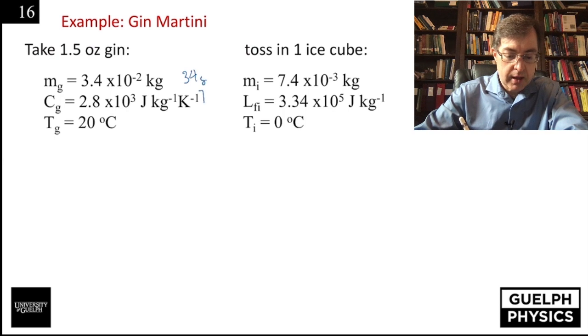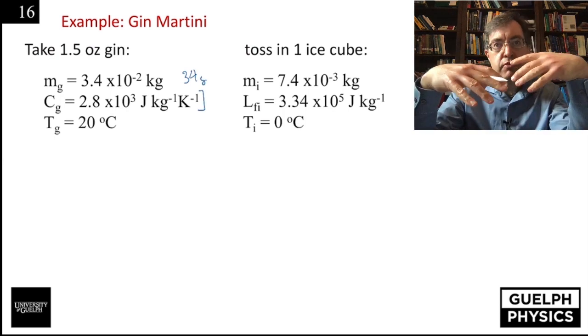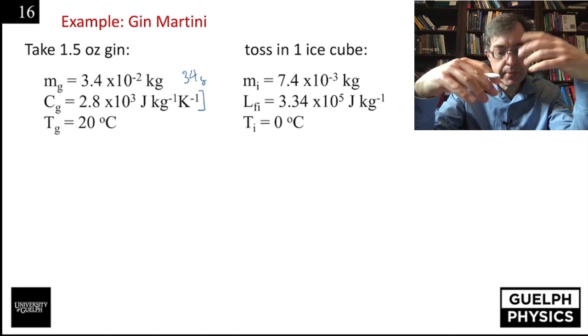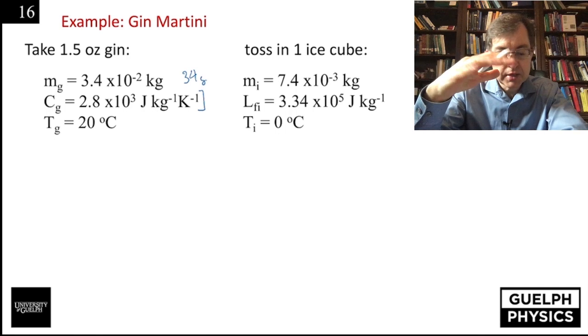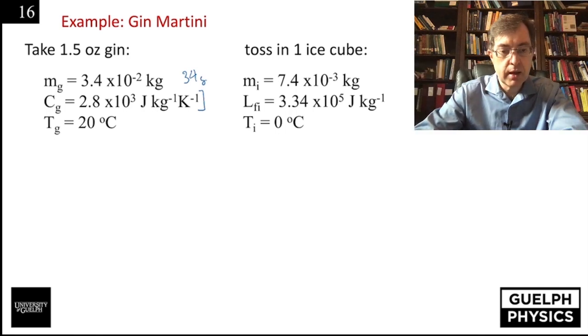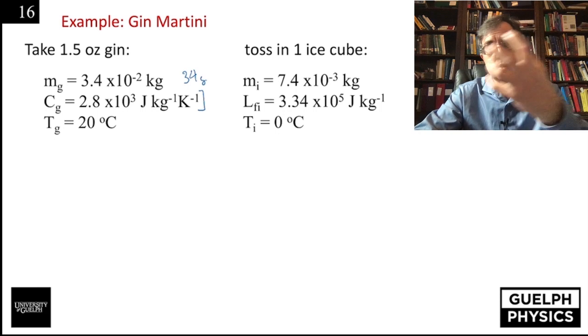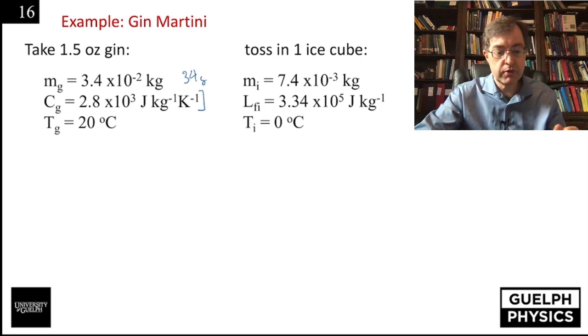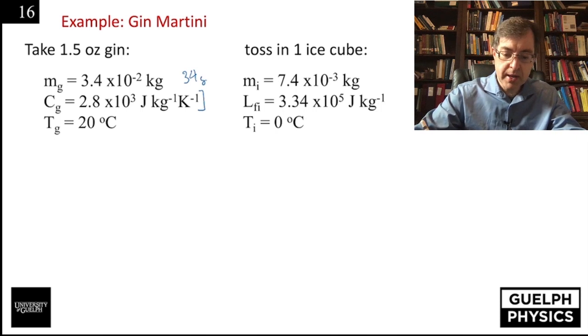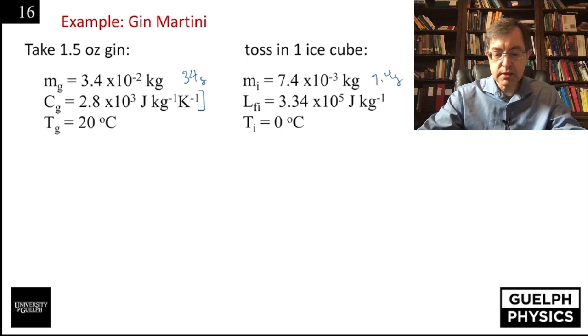Gin has a heat capacity. It's a mixture of ethyl alcohol and water, so it has a heat capacity of 2,800 joules per kilogram per Kelvin. And you take the gin out of the cabinet so it starts off at room temperature. And then you toss into the shot an ice cube. The ice cube has a mass. This is 7.4 grams. A little bit of ice.